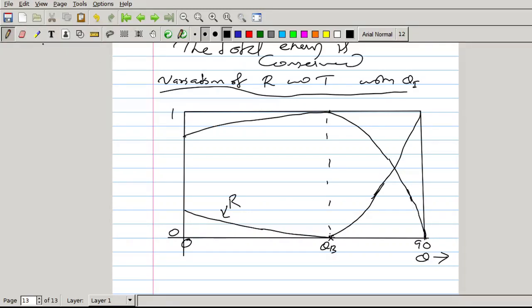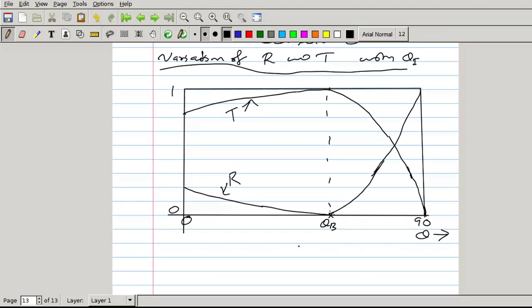This upper part represents the variation of the transmission coefficient. Always the sum should be 1. R plus T should be equal to 1. When the reflection coefficient is 1, the transmission coefficient should be 0. When the reflection coefficient is 0, the transmission coefficient should be 1. So this represents the variation of the reflection and transmission coefficient. This is all about the reflection and transmission at oblique incidence. Thank you.